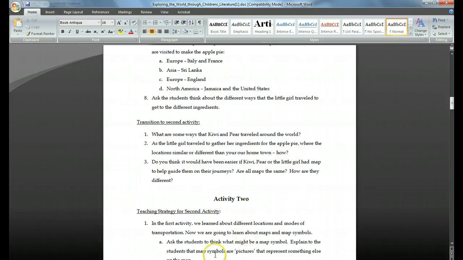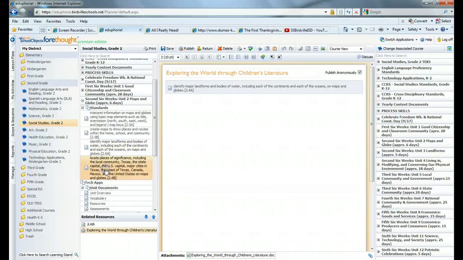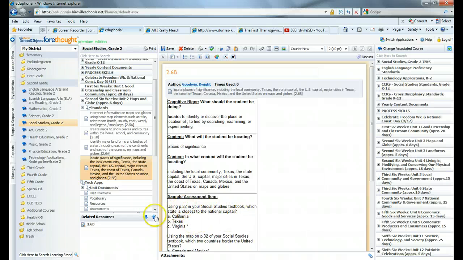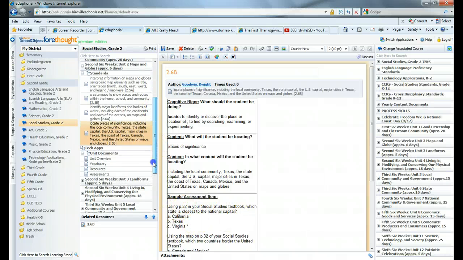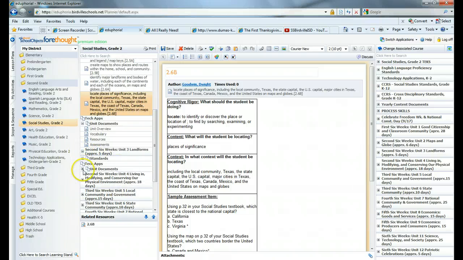And it has several activities with it, but it's something that you can really hit this with. And of course, then you have locate places. And so I've given you back again your social studies textbook pages that would allow you to be able to hit this TEK. Now, when you go into the Unit 3 landforms, we'll go back to your unit documents.